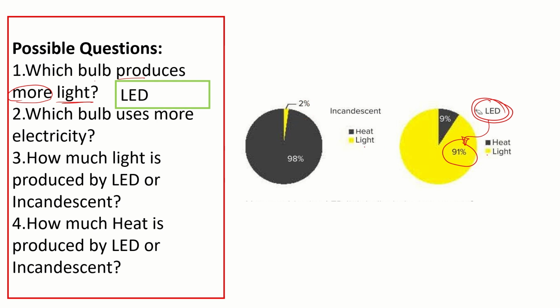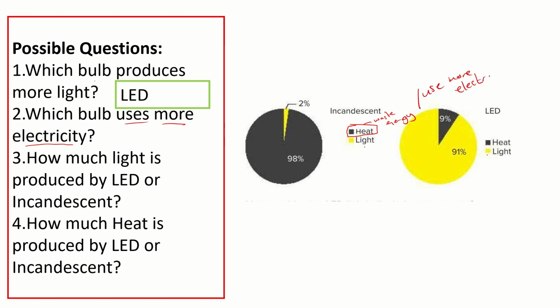Okay, if we were asked which bulb uses more electricity, its job is to make light, not heat. So if it is making a lot of heat, it will waste energy. It will use more electricity. So even though the question is not asked straightforward, you should understand that concept. If it's making more heat, it will use more electricity. And that would be our incandescent.